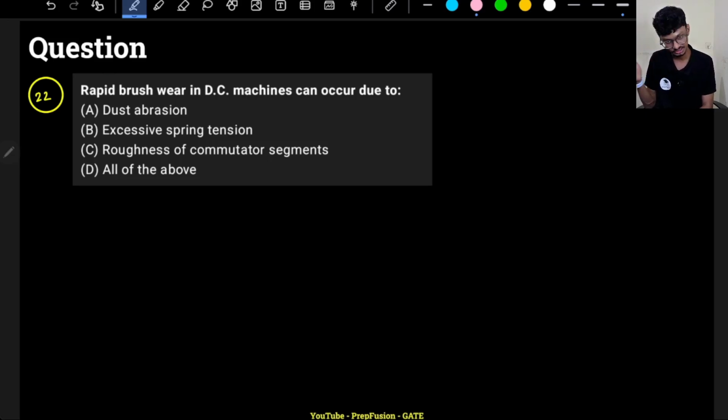If there is excessive spring tension in the brushes, that can also damage them. And with roughness of the commutator segments, more roughness means friction increases. That is what we learned in class 11, right? So of course all of the above is the correct answer in this case.